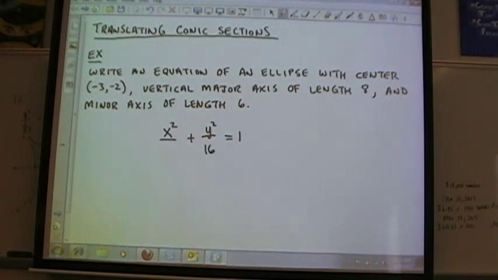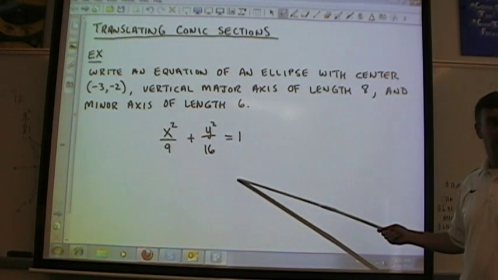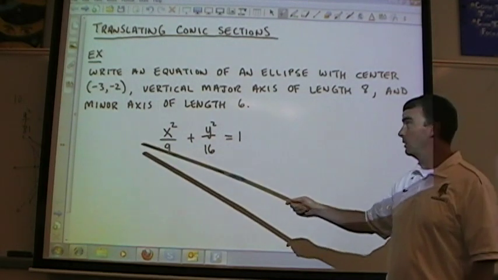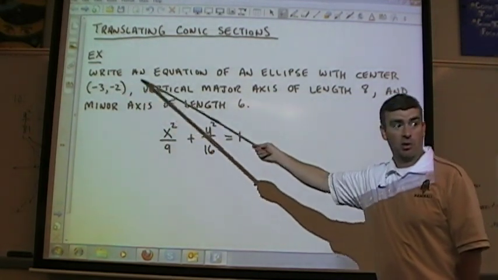Now what would go under the X? 9. Correct, because the minor axis has an entire length of 6, so half of that is 3, and 3 squared is 9. Now, that is if the center was 0, 0. But the center is not 0, 0, so let's go back and do this part.